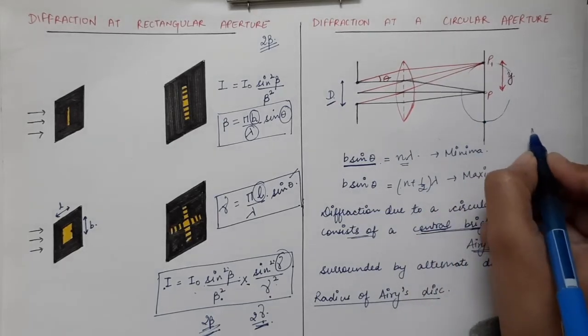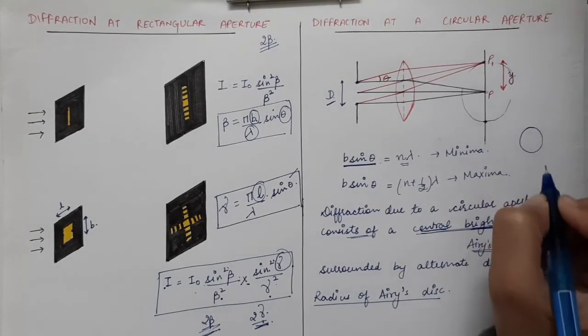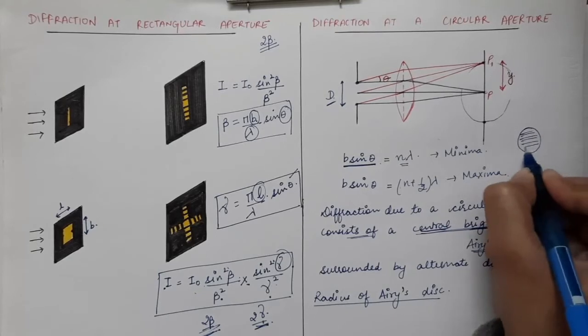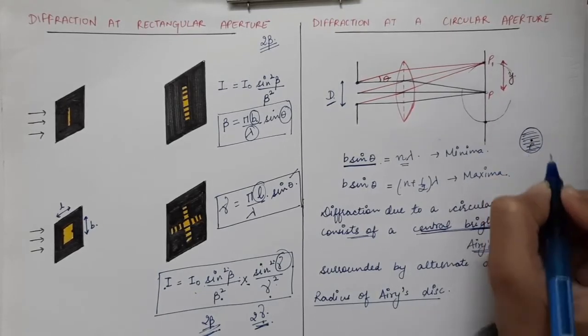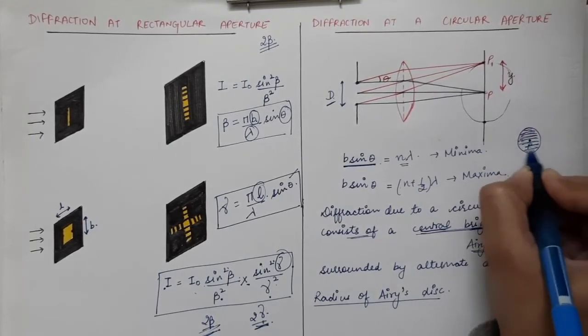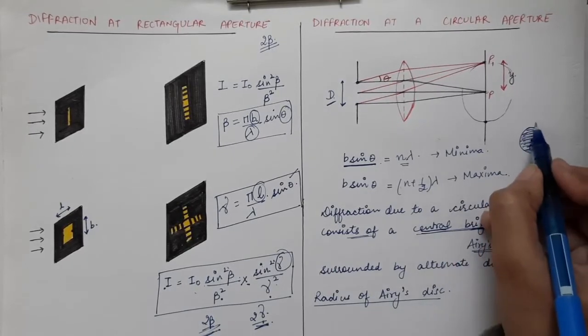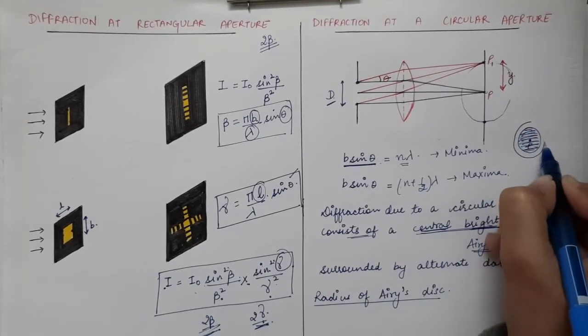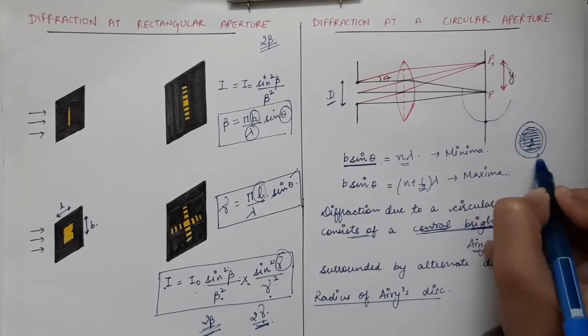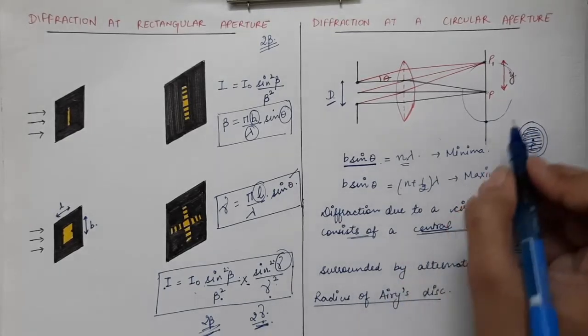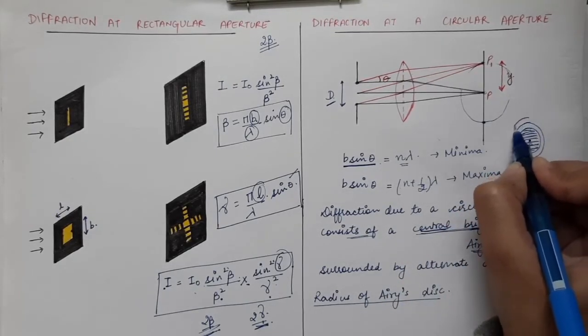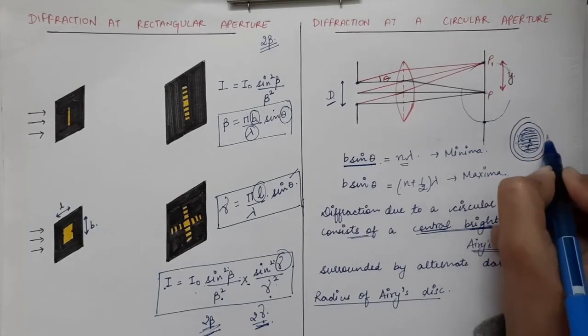So first of all, at the center you will obtain a disk which will be wholly bright. This will be the P point, and this will be the whole disk which will be bright, and then you will obtain a dark ring. This ring will have zero intensity, and after that you will obtain another ring.